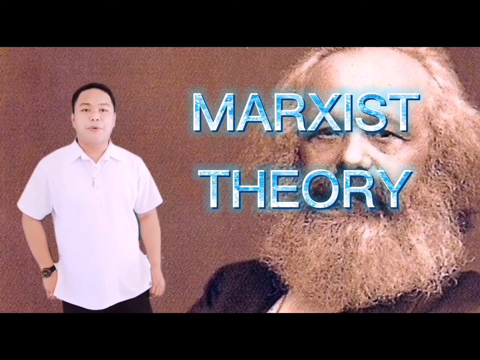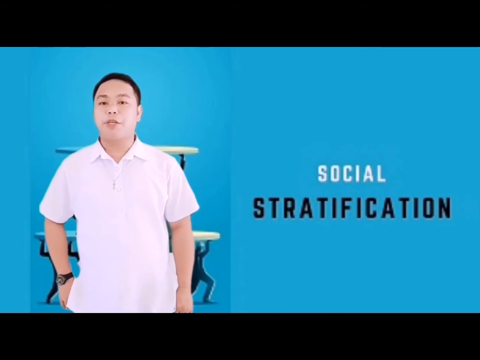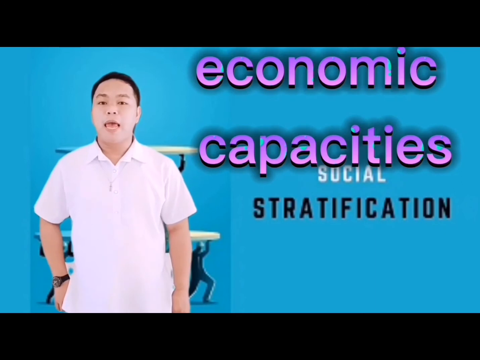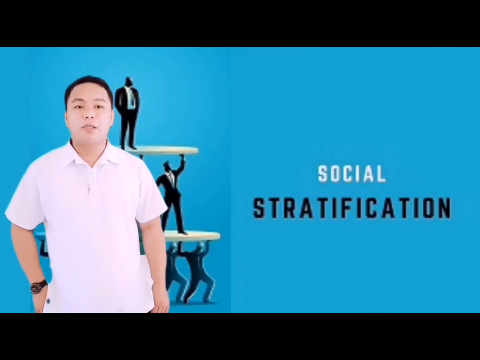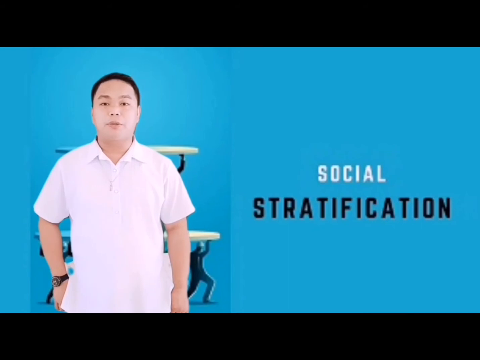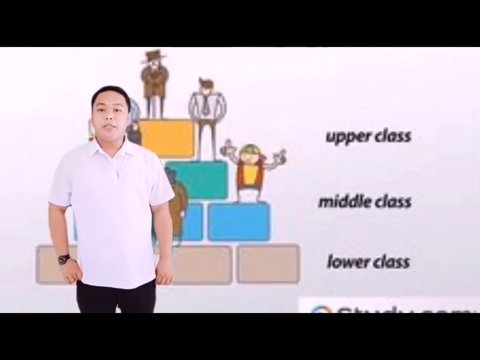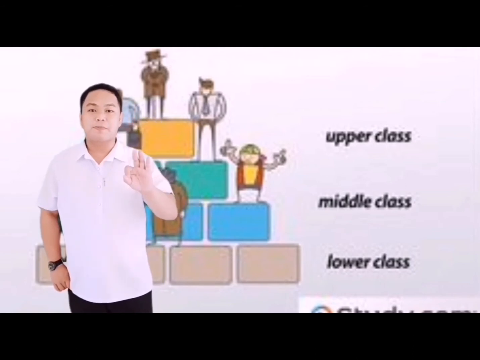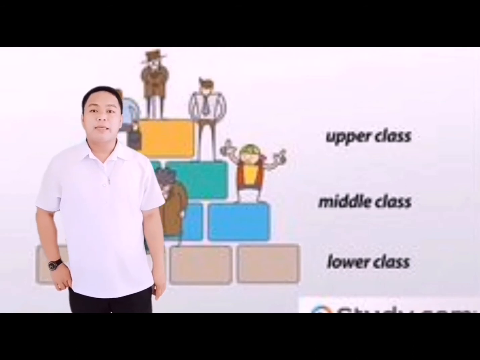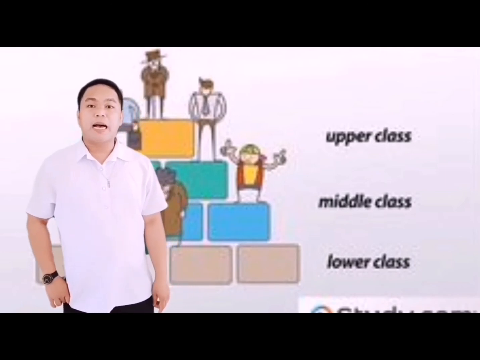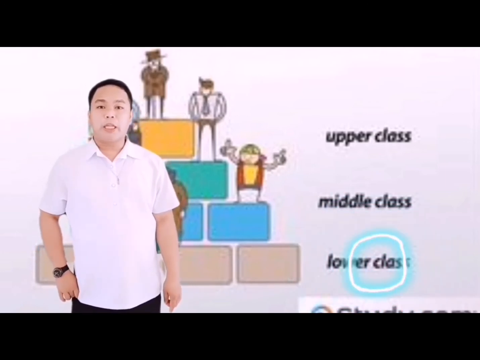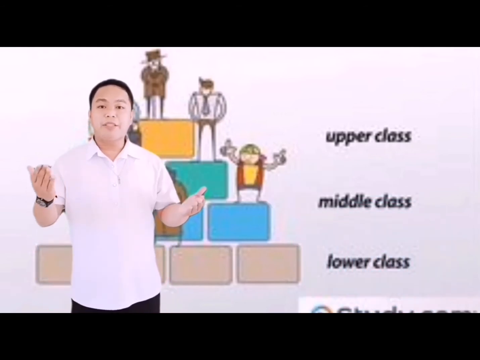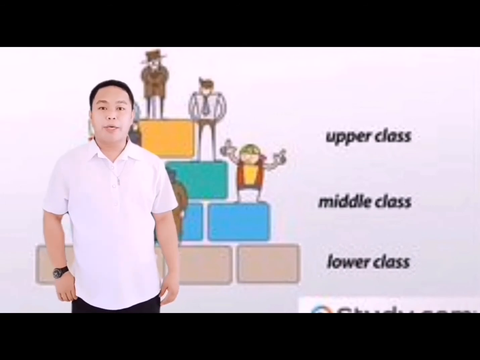According to Marx's theory, social stratification is created by differing economic capacities among people and their relationship to the means or the factors of production. If you still remember, in social stratification, we have three social classes. The first social class is what we call the lower class. Some of the people included in the lower class are the farmers, indigent families, and underemployed.